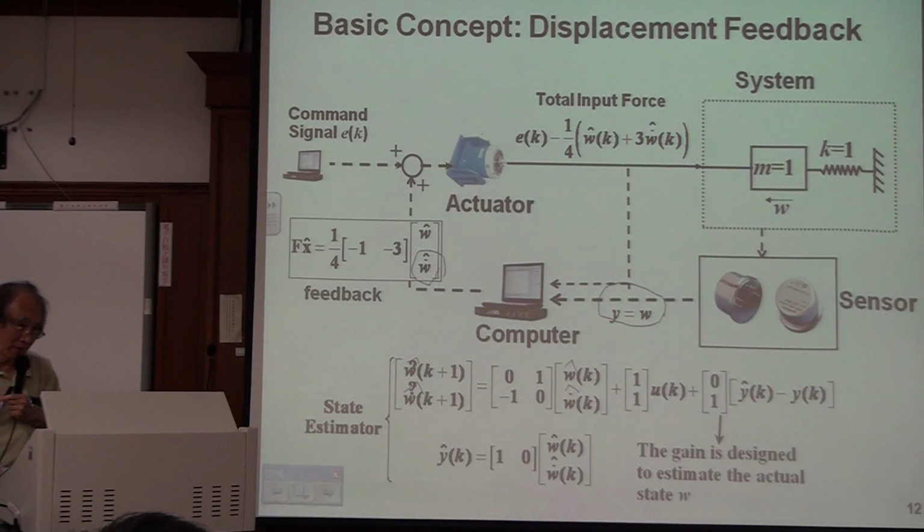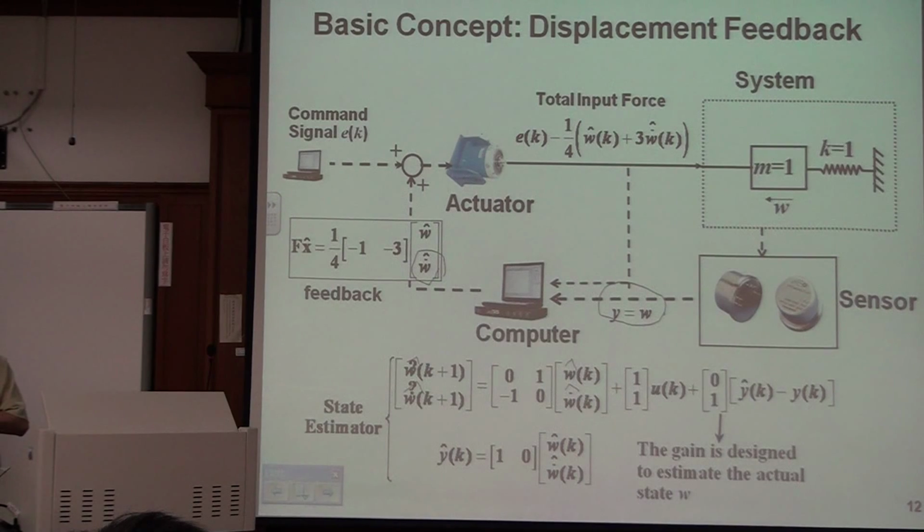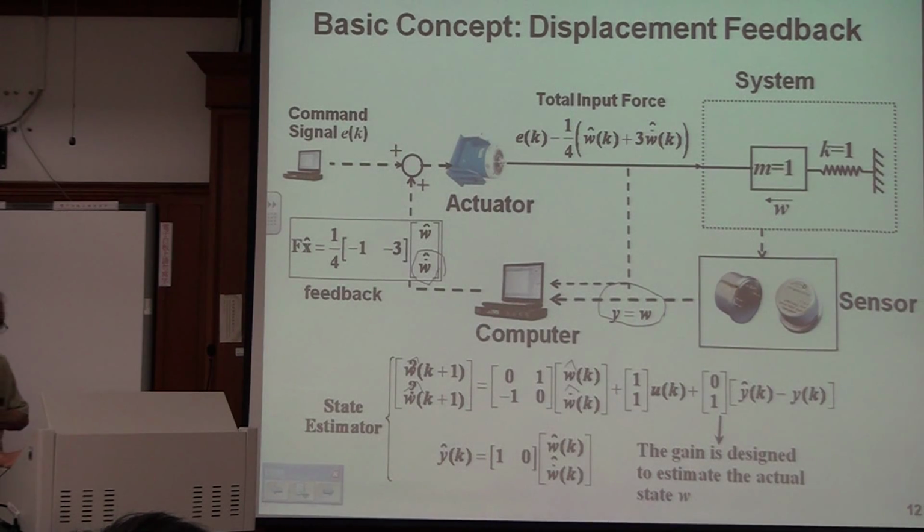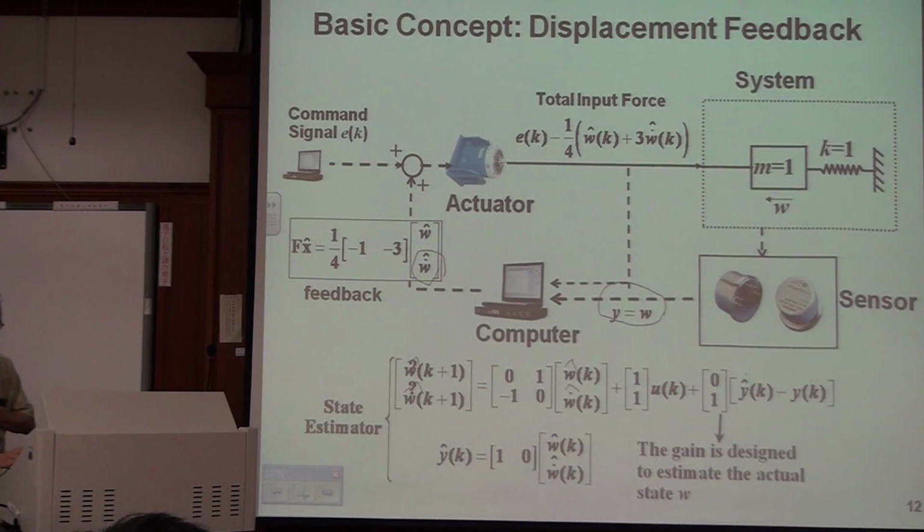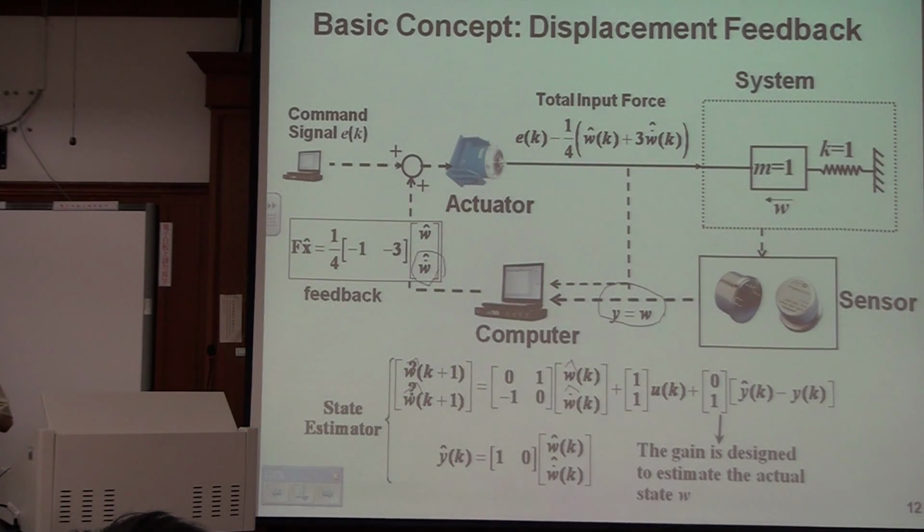But it's an estimated W dot. However, in theory, if you have no noise, everything is perfect. Your model is perfect. For example, your model 0, 1, minus 1, 0 is perfect. Your input matrix 1, 1 is perfect. And your measurement equation here is perfect. Then your estimate one will be the true one.